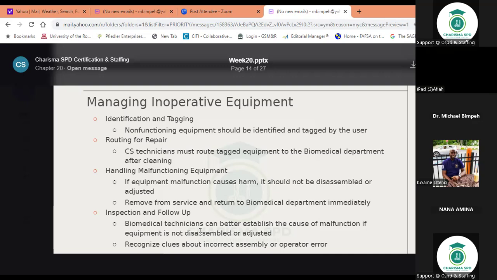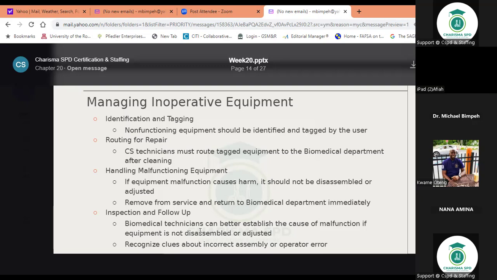So the tag can be in many forms. Routine for repair: sterile processing technicians must tag equipment and route it to biomedical. When it happens that way, we call biomedical engineering to say there is some equipment here, and then they come for it. I've never worked in a hospital where we send it to them. Our job is to clean it, then they come for it. That's what I know, but this can vary depending on the protocol in the hospital.